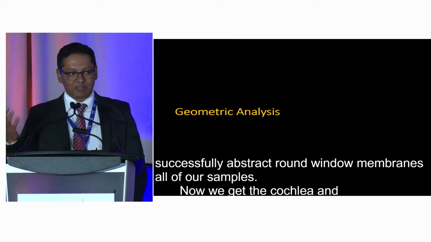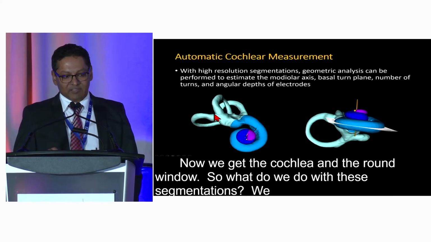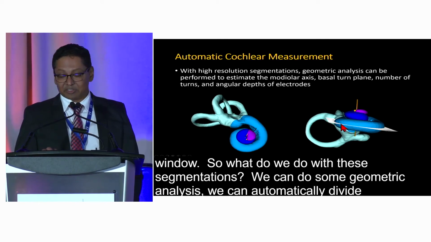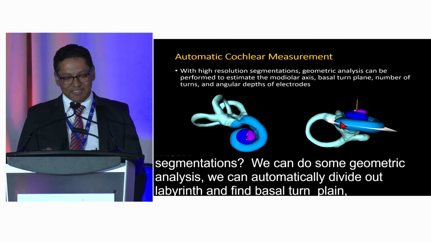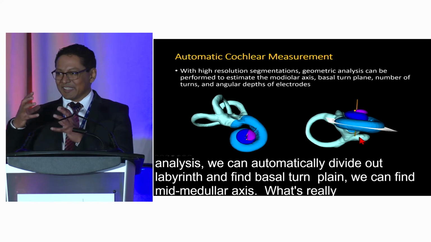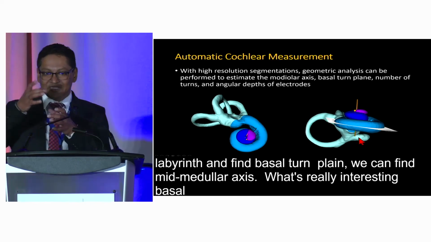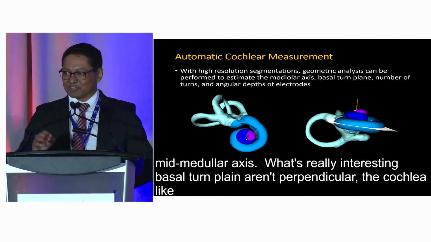So what do we do with these segmentations? We can do some geometric analysis, so we can automatically divide out the labyrinth from the cochlea and the different turns. We can find the basal turn plane. We can find the mid-modiolar axis. What's really interesting is that the mid-modiolar axis and the basal turn plane aren't perpendicular. The cochlea is kind of like the Leaning Tower of Pisa. The 3 stacks can be stacked one way or stacked the other way. So it's not just a straight up and down line.